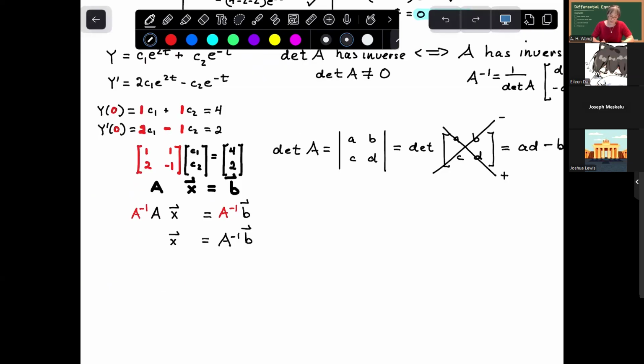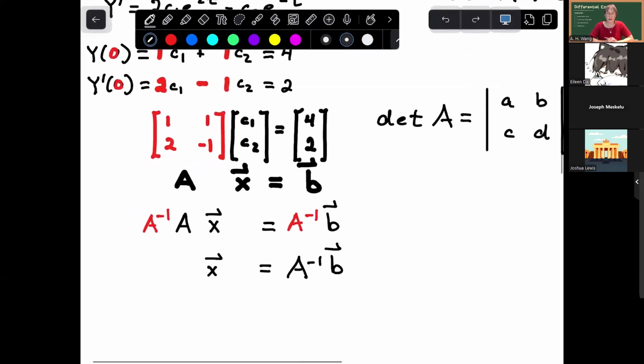So if it has an inverse, you can multiply on the left-hand side, and then this will go away. This will give you the identity. You get x equal A inverse B. So let's just practice. Tell me, what is the determinant of A? You multiply this way positively and subtract, multiply that way. Does anybody know what the determinant is?